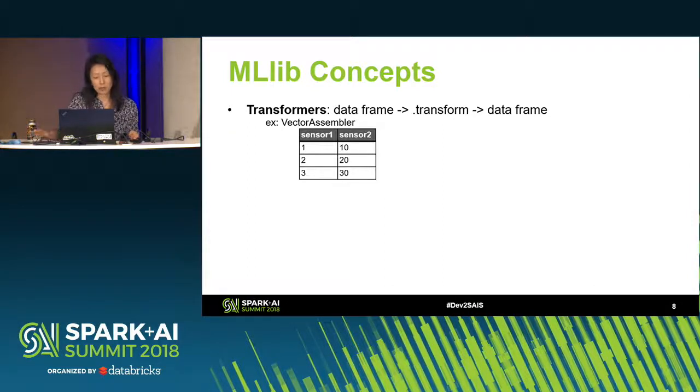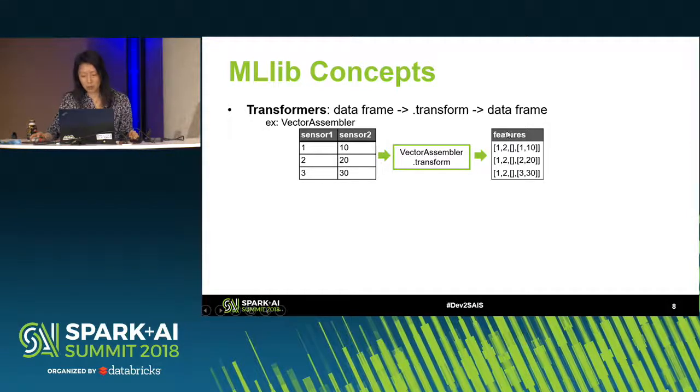Or in this case, let's say I have a column that represents sensor 1 and another column represents sensor 2. You cannot feed it directly to machine learning algorithms. It needs to be converted to a single column of vector. So how do you do that? You create a vector assembler and you take this data frame and you transform it. The output is a single column of vector.